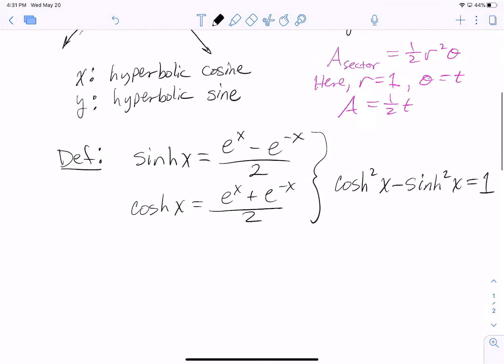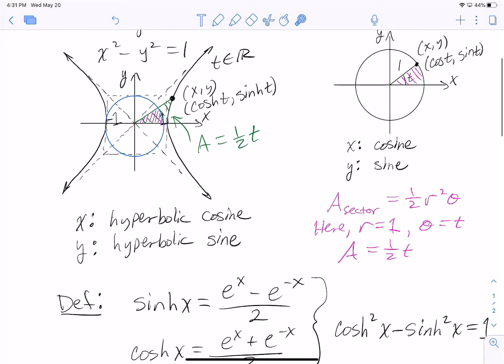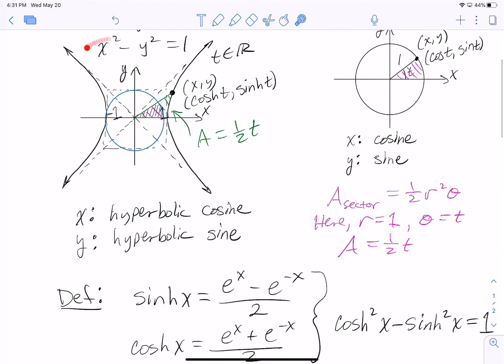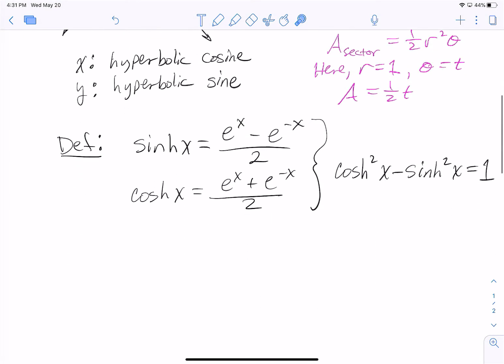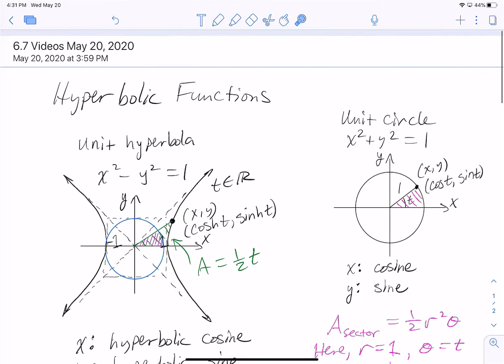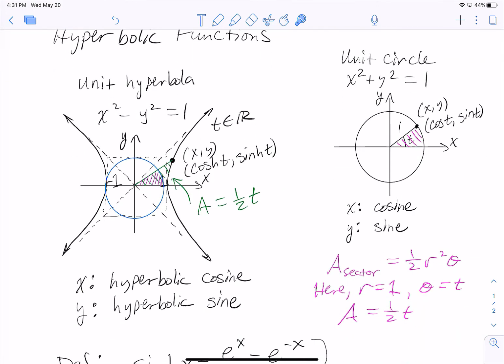Well, that's very much in keeping with what we just wrote down as the equation of the unit hyperbola, right? x squared minus y squared is equal to 1. So it should make sense that the hyperbolic cosine squared minus the hyperbolic sine squared is equal to 1. Just like with the unit circle, we have a Pythagorean identity, right? x squared plus y squared equals 1 translates to the cosine squared of t plus the sine squared of t is equal to 1.